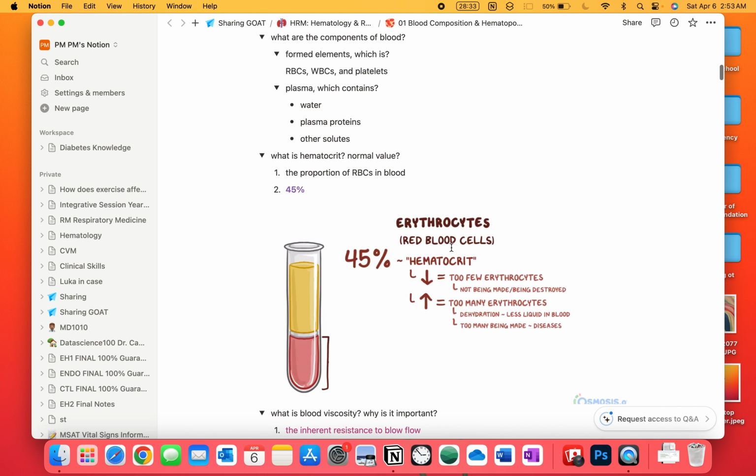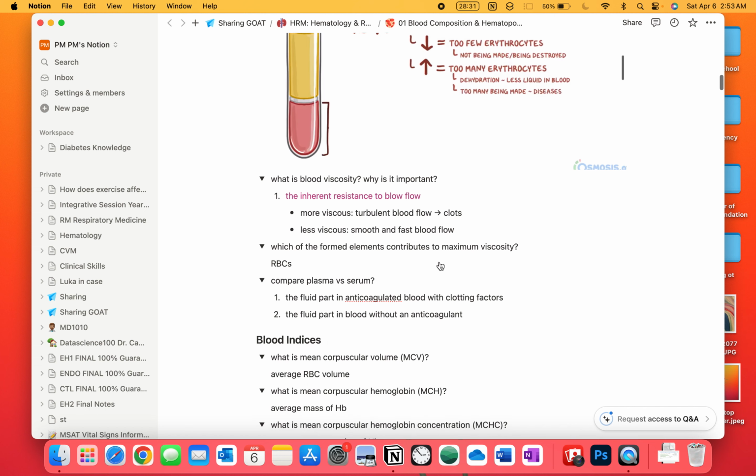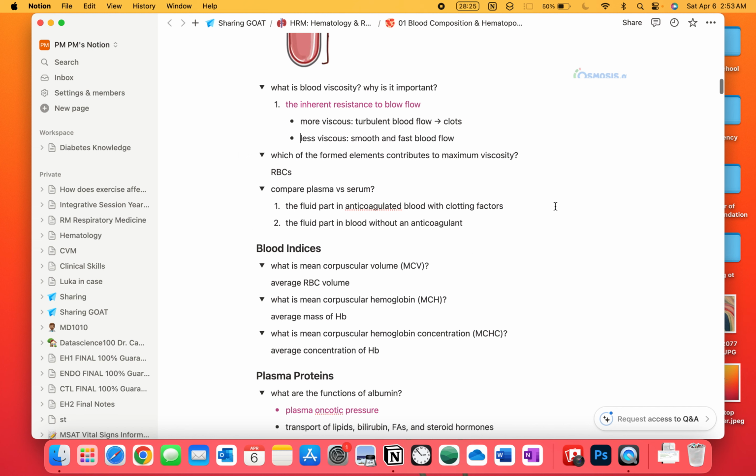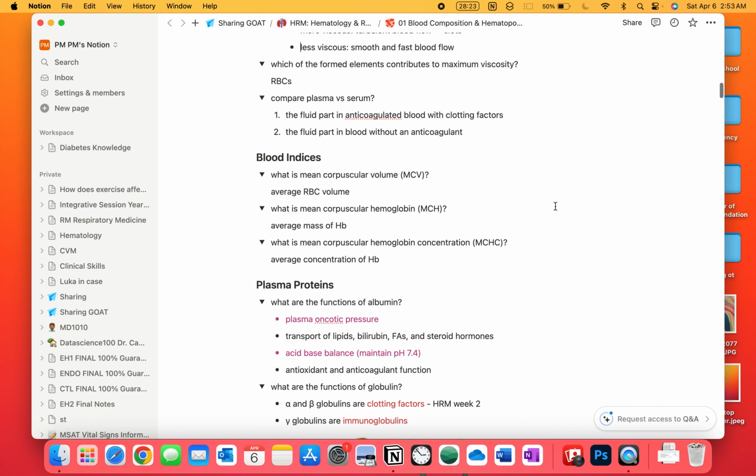You're going to have hematocrit, proportion of blood, 45%, important number. Blood viscosity, important, resistance of blood. If the blood's too viscous, you can have turbulent blood flow and clotting, so you want smooth and fast white blood cells. Which formed element contributes the most to maximum blood viscosity? Red blood cells. However, if he does say what contributes to the maximum viscosity, not which formed element, it's going to be albumin.